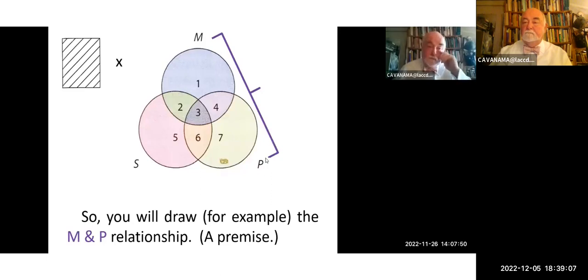So, for example, maybe you'll start out with the MP relationship. See, there are some rules of the A premise.